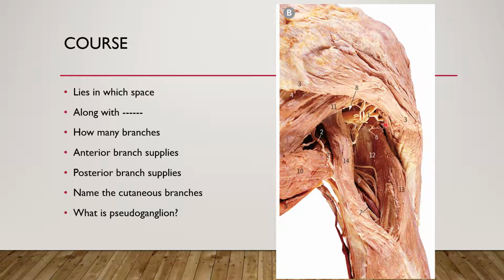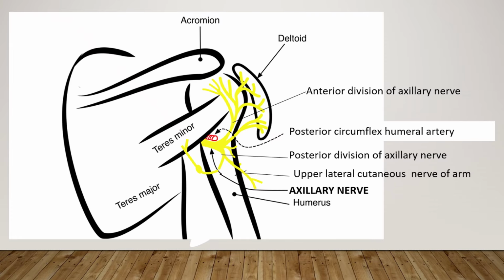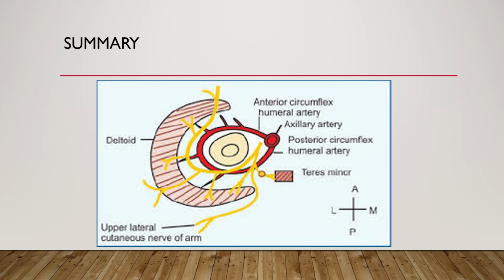What is pseudoganglion? The posterior division, after supplying the teres minor, ends as a pseudoganglion. Same way, the radial nerve also, the deep branch after supplying the deep muscles, goes to the fourth compartment of extensor retinaculum and forms a pseudoganglion. So radial nerve also forms a pseudoganglion, axillary nerve also forms a pseudoganglion. That is a very important MCQ. And here it is nicely shown in the picture how these two nerves, anterior division and posterior division, go. And this is a summary of axillary nerve.